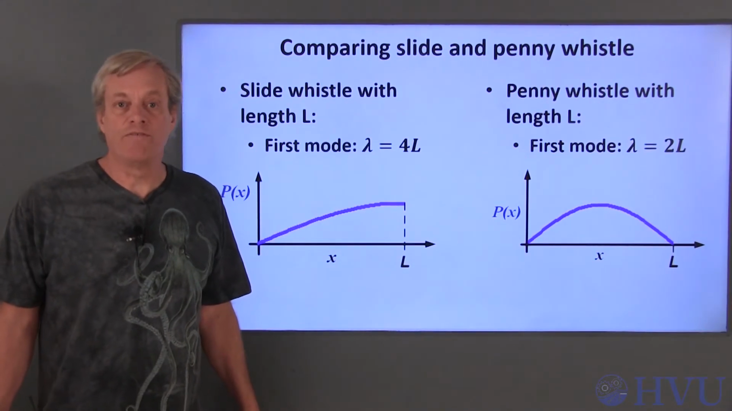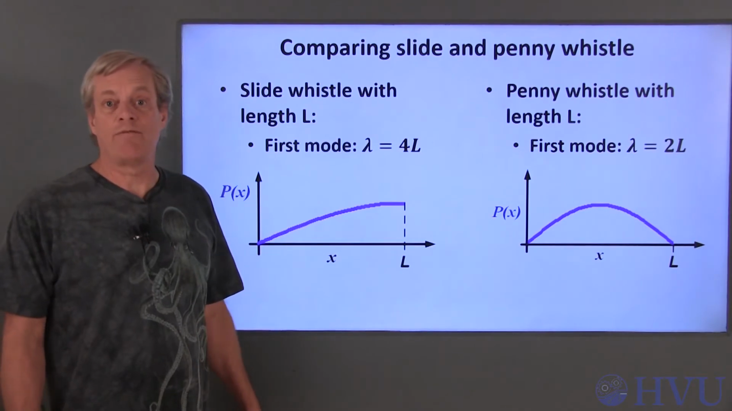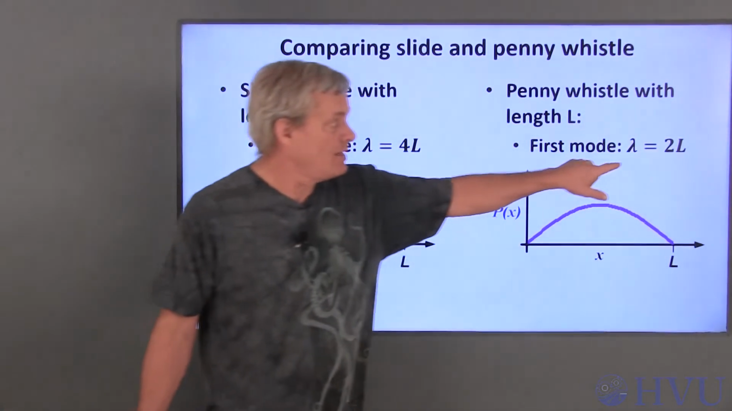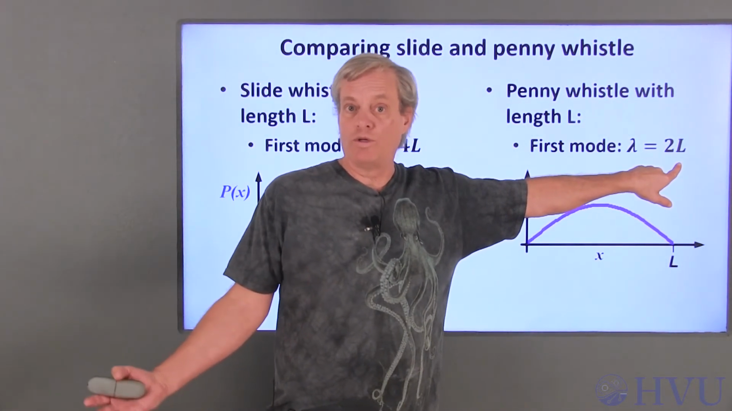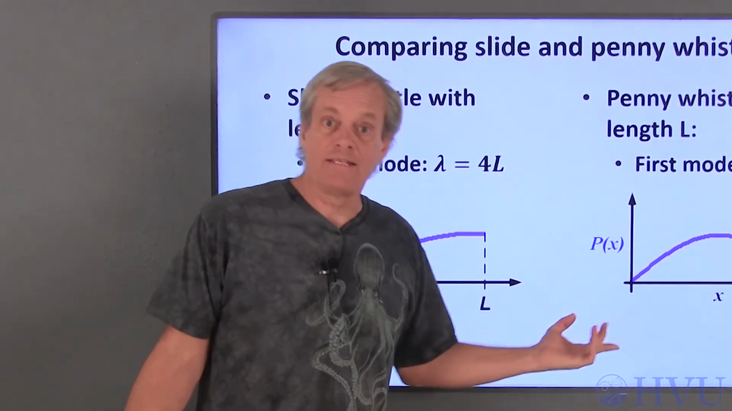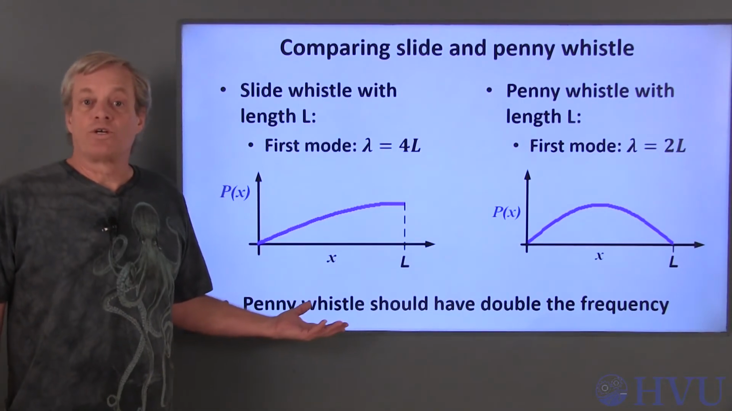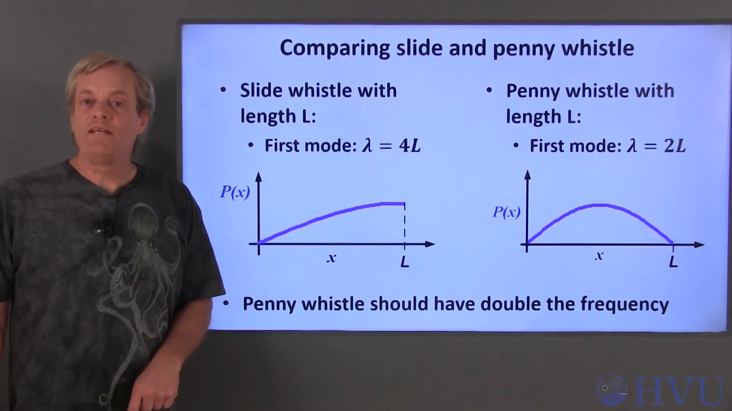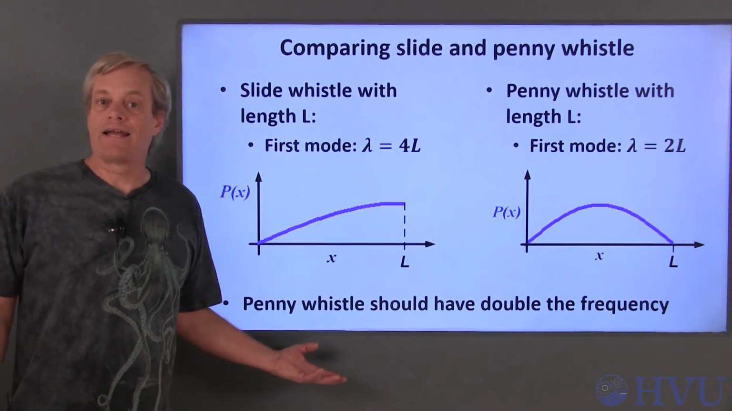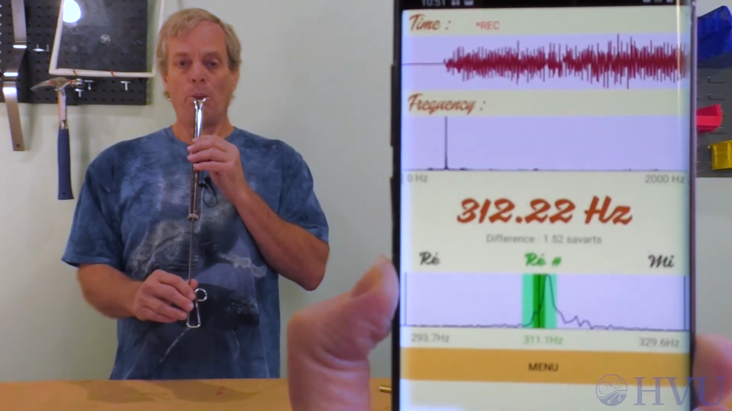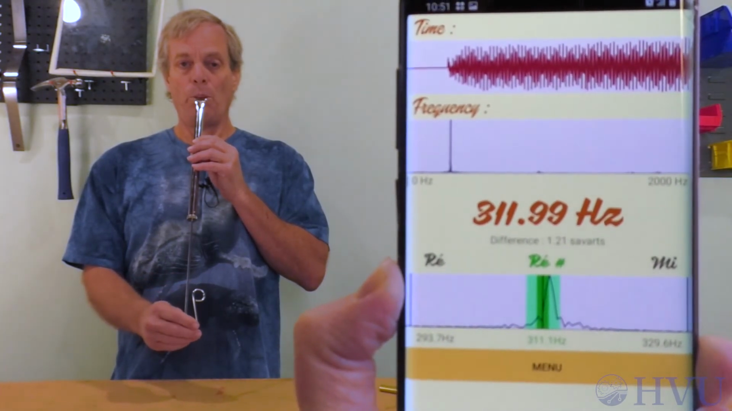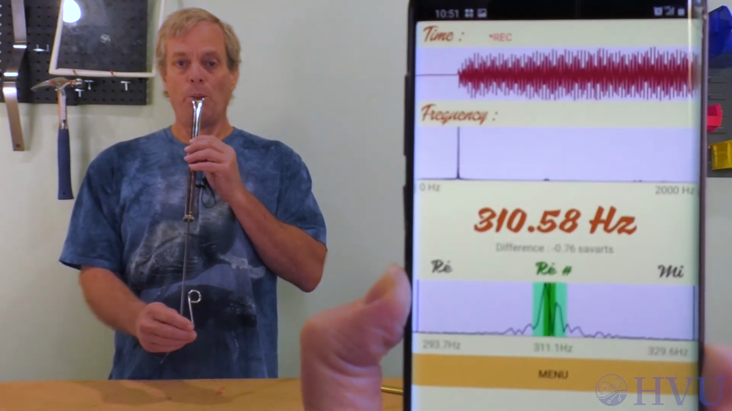The first mode of the penny whistle under these conditions will have a wavelength that's 2 times the distance between the open hole and the fipple. This wavelength is half as long as that of the slide whistle. Since shorter wavelengths correspond to higher notes, the note from the penny whistle should be twice as high as that of the slide whistle. If I blow into the slide whistle, the measured frequency is about 310 Hertz.